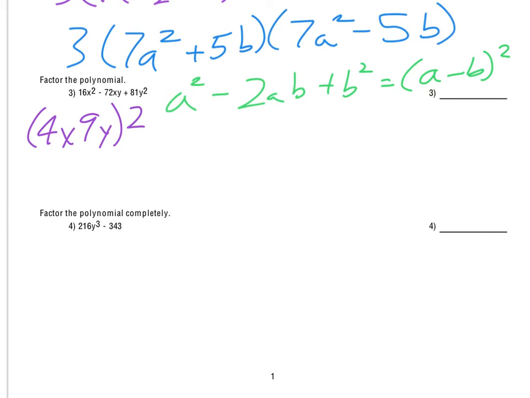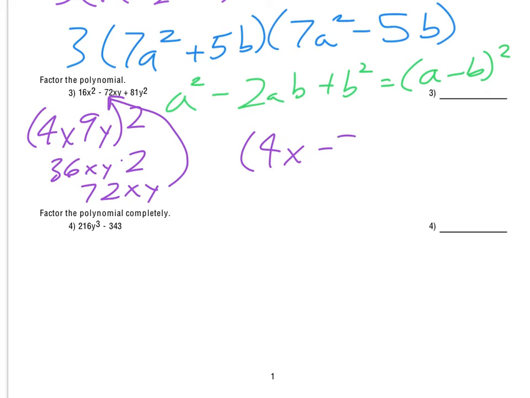Now we find that product and we double it. So that gives us 36xy. Double that, we get 72xy. That has to match the middle term there. So it certainly does, the 72xy. So then we know it just equals our factored form, 4x minus 9y, squared, just like that.